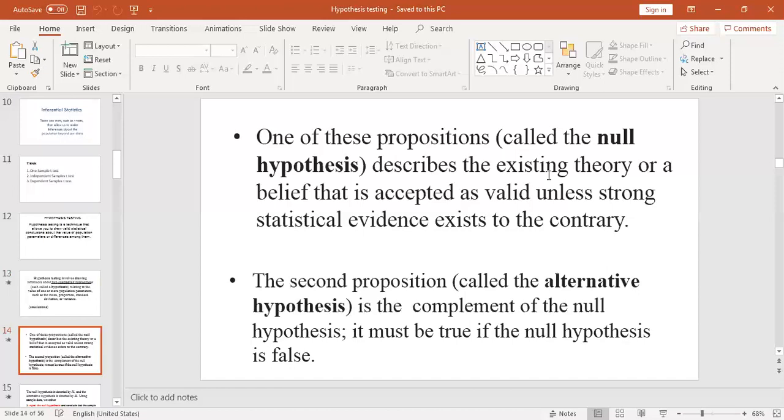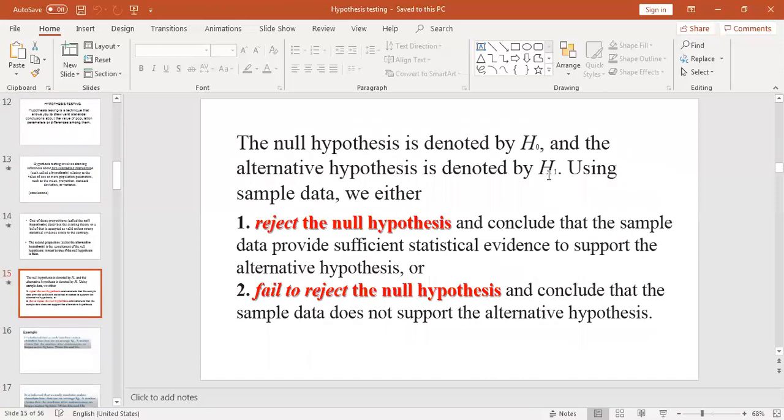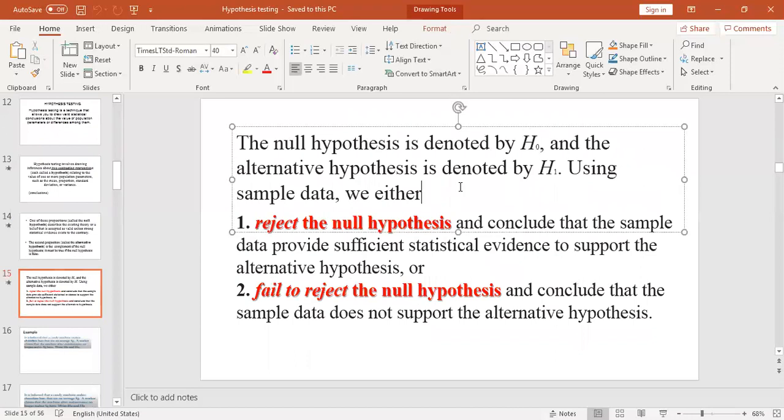So in the null hypothesis, you have to base your logical statement on an existing theory or a belief. The notation for the null hypothesis is H naught. You all can see here. And the alternative hypothesis is denoted as H alpha. Or if there is more than one alternative hypothesis, we can use the notations H1, H2, H3, and so on.